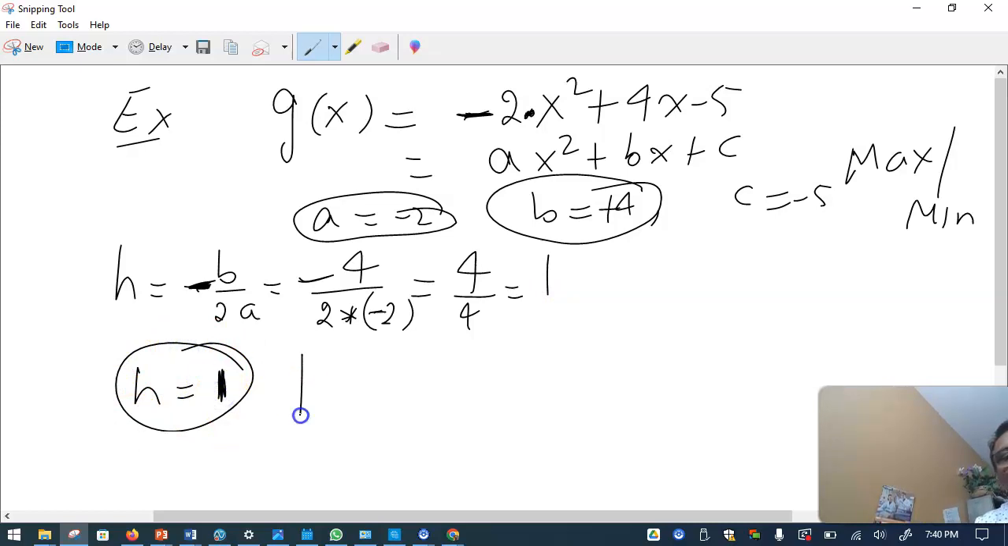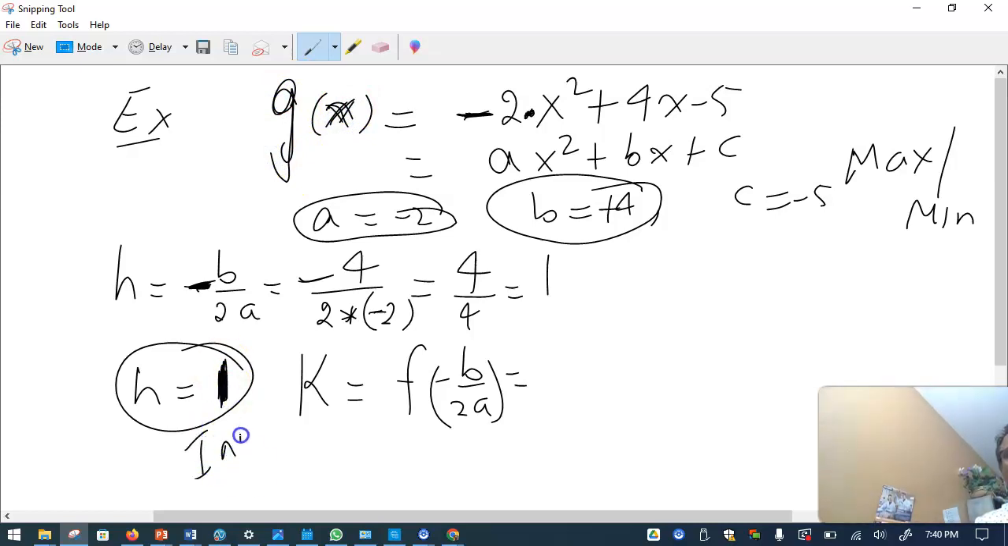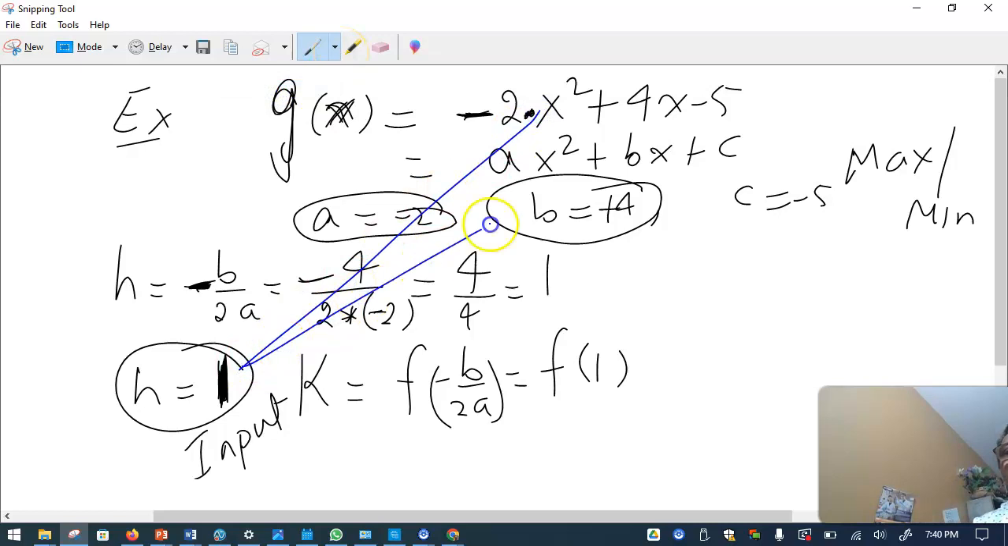And how do you find k? K is you plugging into this formula, in this example g. So you replace x with that 1. When the input is 1, what is the output? It means f of 1. So all you do is plug this 1 in here.